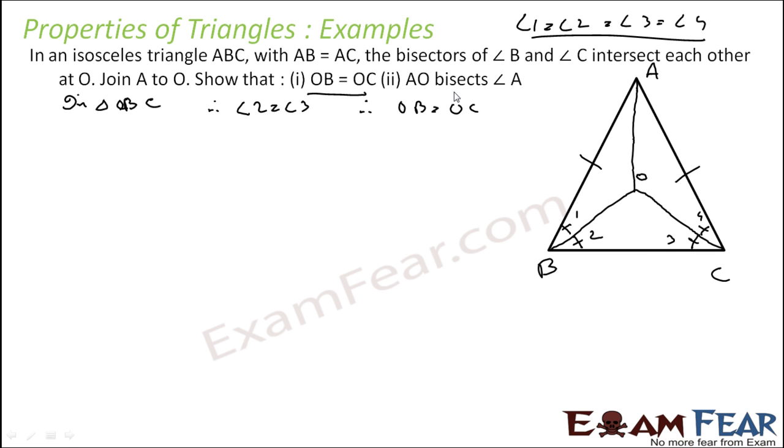Okay. The next is AO bisects angle A. That means, let's suppose this is angle 5 and this is angle 6. So we have to prove that angle 5 is equal to angle 6. That is something we have to prove.